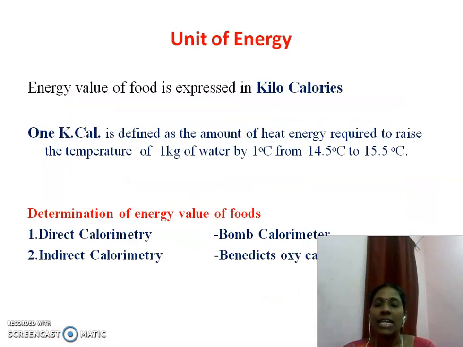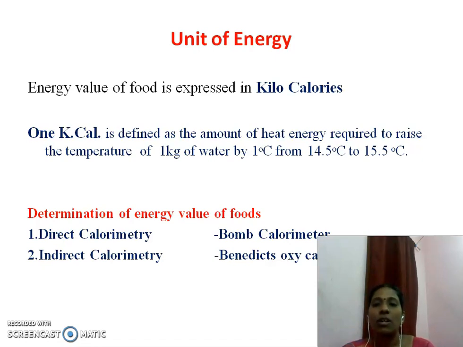Then we can see the unit of energy. Usually, the energy value of food is expressed in kilocalories. 1 kilocalorie is defined as the amount of heat energy required to raise the temperature of 1 kg of water by 1 degree centigrade, from 14.5 degrees centigrade to 15.5 degrees centigrade. This is nothing but, if you take 1 kg of water, how much heat is required to increase the temperature by 1 degree centigrade comes as the kilocalories.